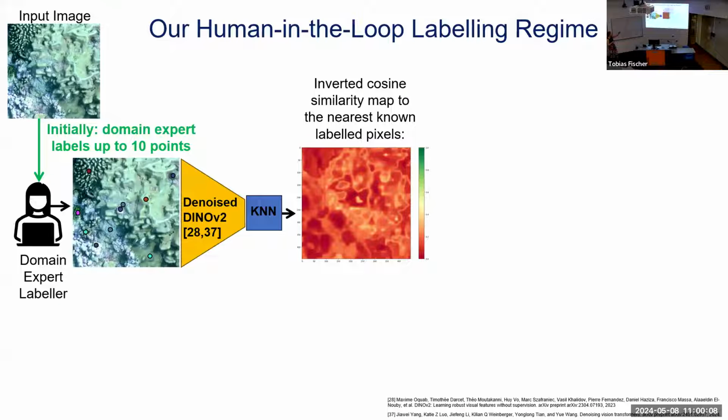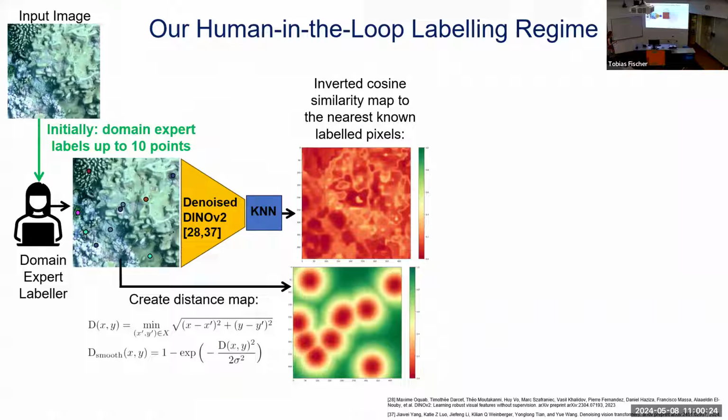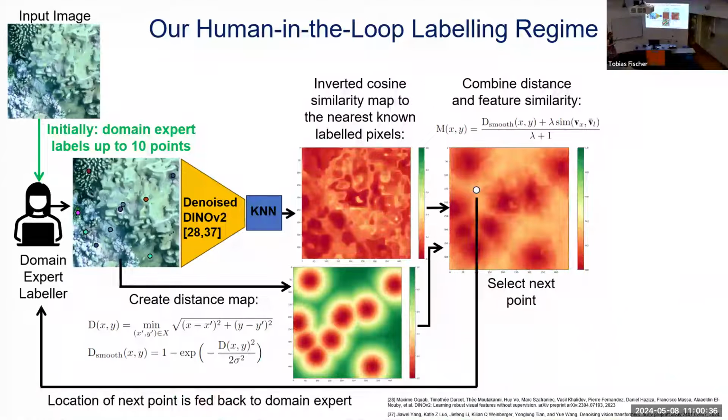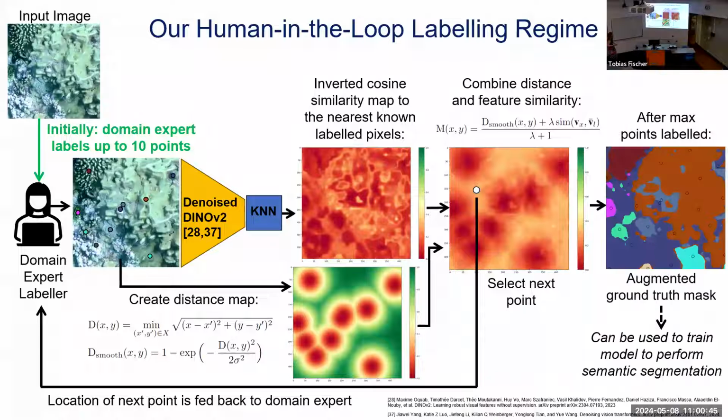What this does is it shows us where in the image potentially the points haven't captured a type of coral, or maybe part of the image has different visual characteristics to the rest of the image. So in those areas, we should have another point label so that we can account for that region. We also create this distance map, and this encourages exploration within the image. We combine the two maps together and take the maximum as the next pixel for labeling. We feed this point back to our domain expert, and we can continue this process iteratively until the maximum desired number of point labels is reached. From this, we get our augmented ground truth mask, and we can then use that to train a model to perform semantic segmentation.